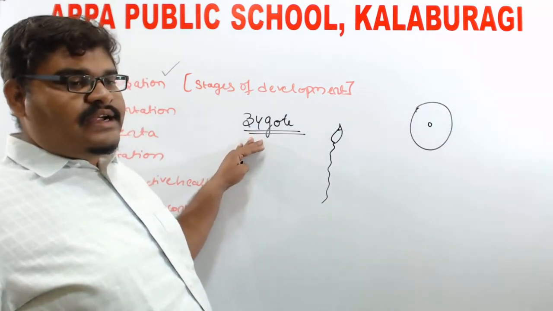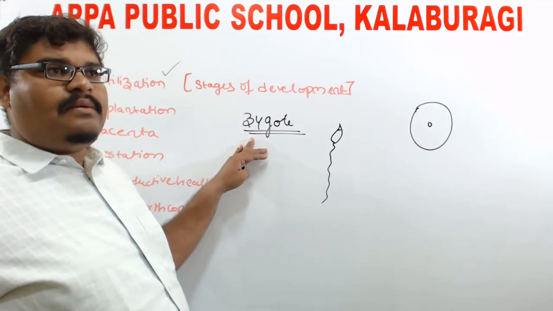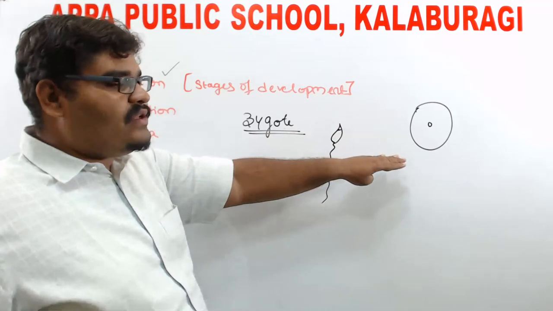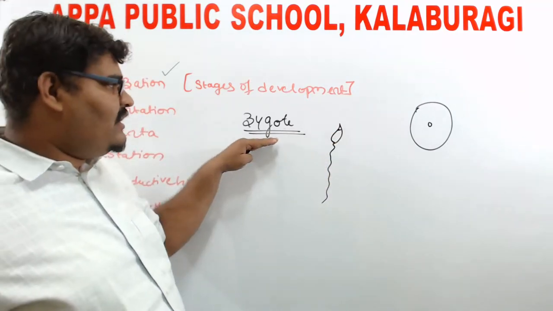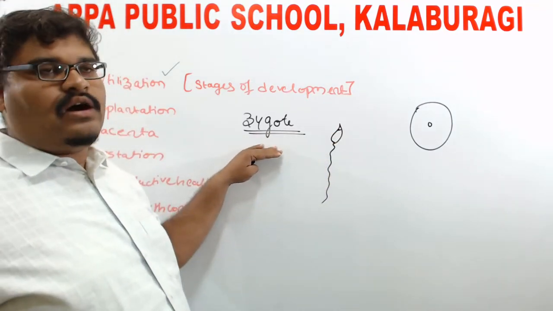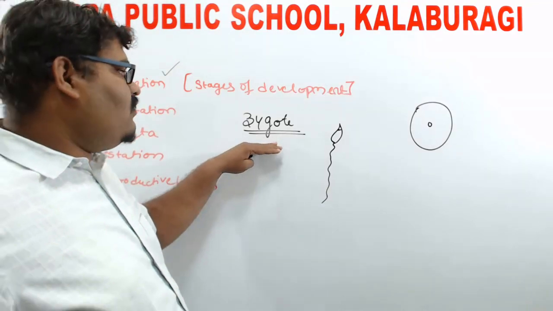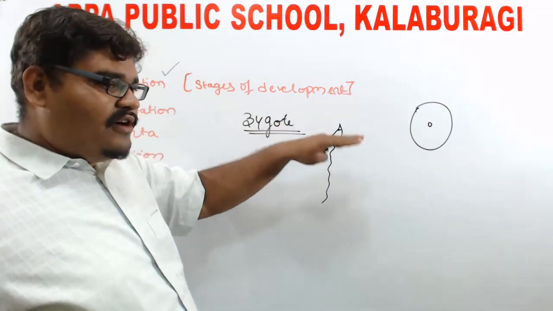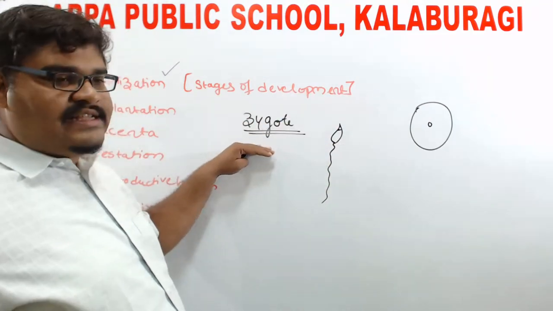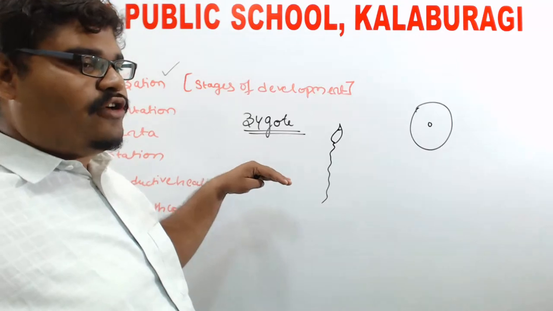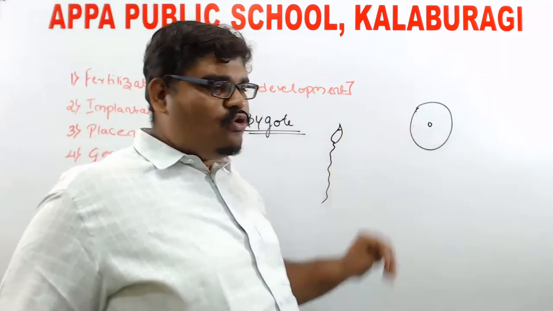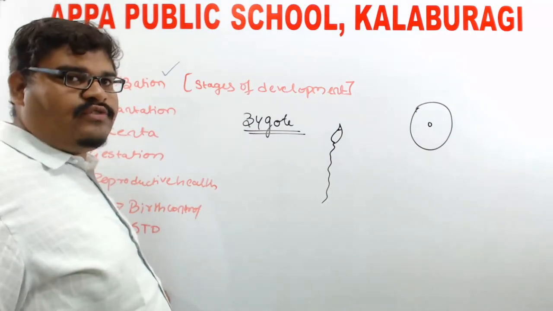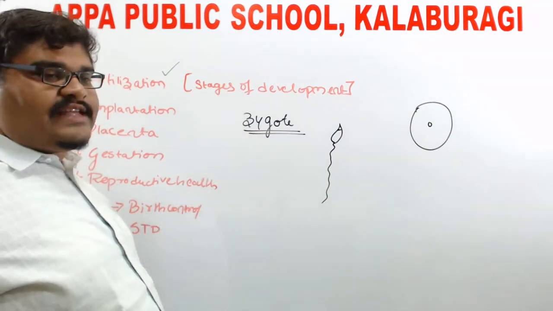Zygote is a round or spherical mass. It is the egg which has just been fertilized, and that is called the zygote. Simply, what is a zygote? Zygote is nothing but the egg which has been fertilized immediately. It consists of the nucleus of the sperm and the nucleus of the egg. So that is the zygote. After fertilization, formation of the zygote takes place.